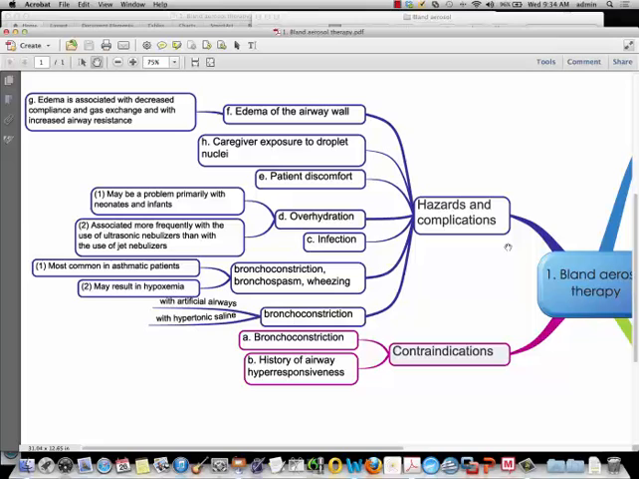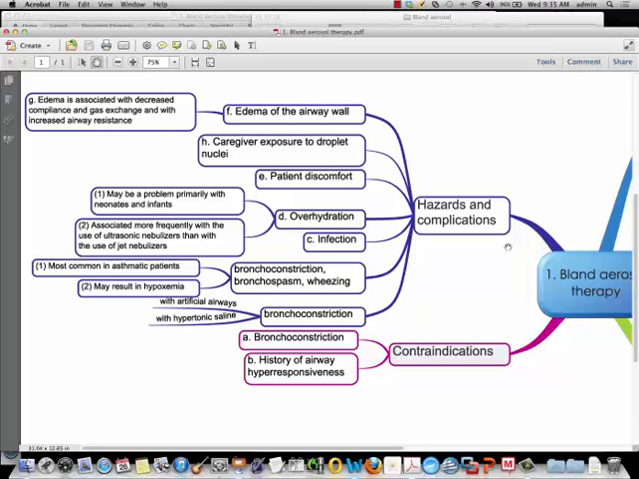Overhydration. These aerosols produce a lot of moisture, and moisture soaks through the lungs into the bloodstream, so you can overhydrate a lung. However, this problem primarily exists with neonates and infants. It's very rare for adults, but an adult that I would not do this for is an adult who already has fluid overload. They already got too much fluid in their body to begin with, and we're trying to help them get rid of it.